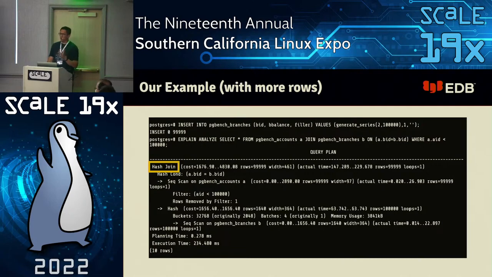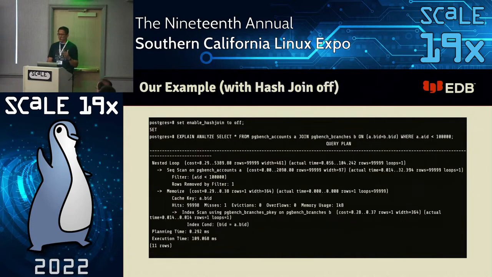Now I can actually force the query planner: hey, I don't want hash join. If you say that, then it's got to think about, oh, what's next. So here's what I did. I say set enable hash join to off. And then I run the same query again, and this time it says nested loop. And you can see here the cost is 58.39.